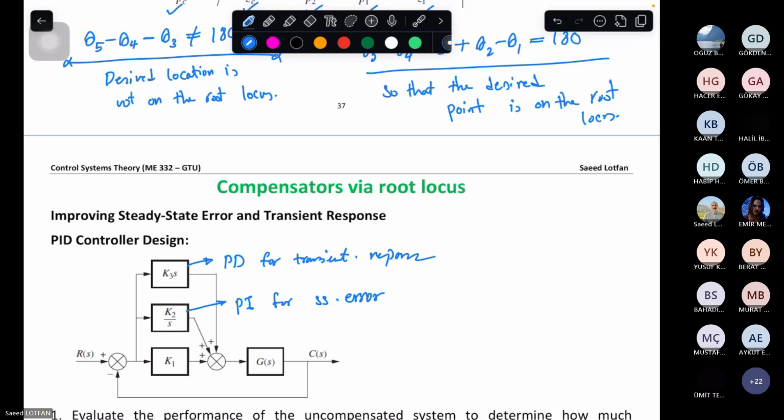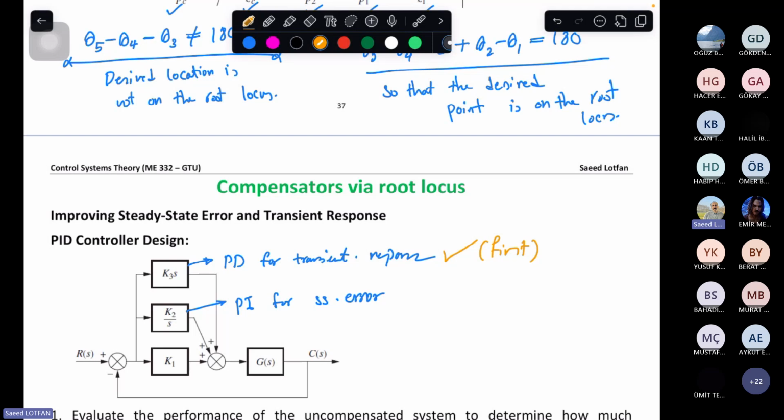PD, yeah, PD should be done first. Why? Because when we are doing PD, we first fix the transient response, change the system, and so it comes first. We change the transient response, we do what we want about the transient response, then we go to the PI part and make the steady state error 0, while not affecting the transient response.